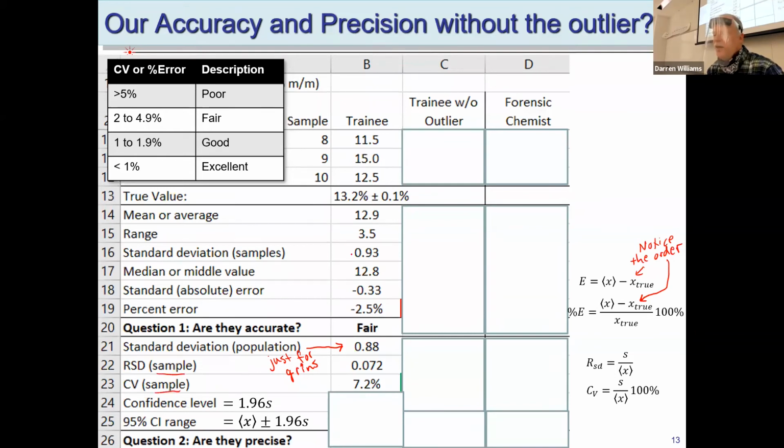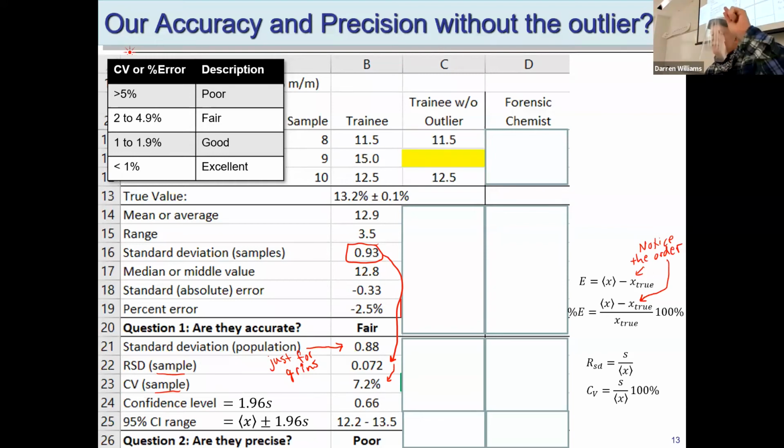That means I'm using this number here. This number is going into this value here and this value here. Okay. So 7.2% precision. I would call that poor precision because we're including that outlier. Let's see what happens when we kick that outlier out.